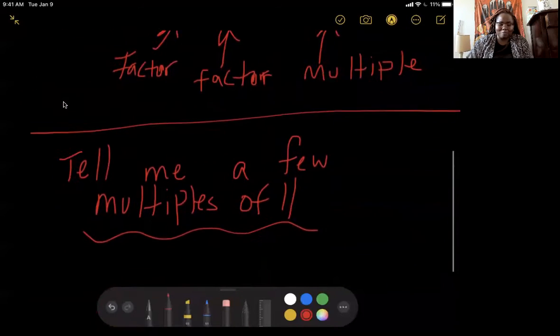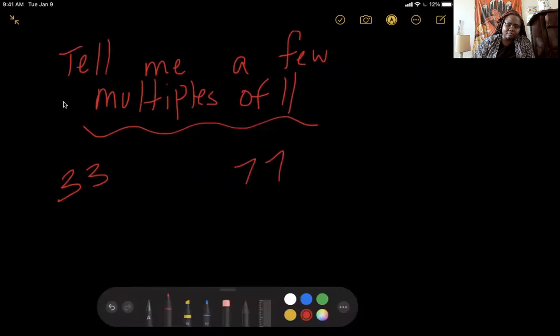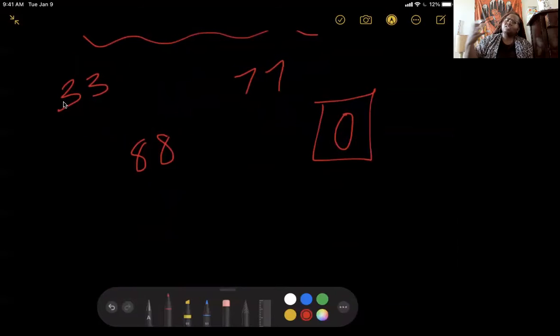All right, so to start, I'd like for you all to shout out a couple different multiples of 11. 33, I heard 77, I heard 88. Did somebody say 0? Remember, 0 is a multiple of all numbers. 0. Okay. So I see that everybody is telling me repeating 2-digit numbers.